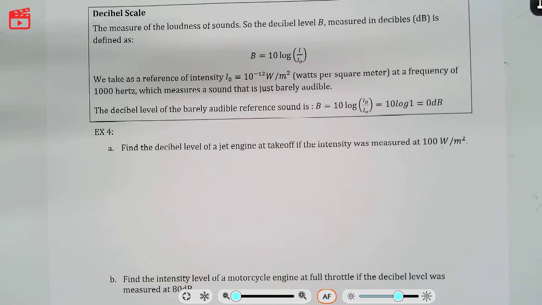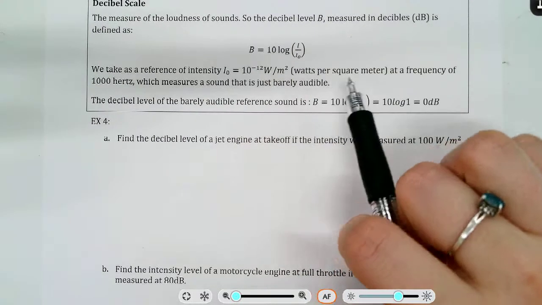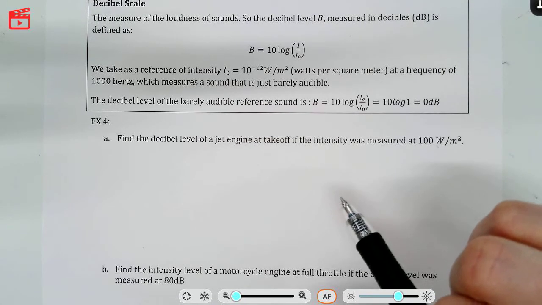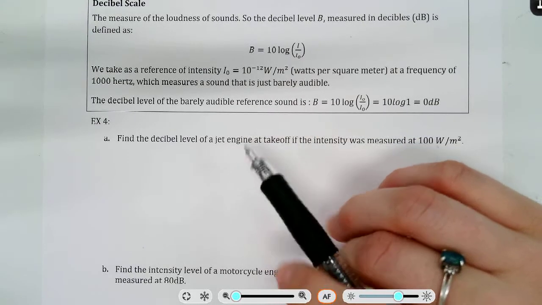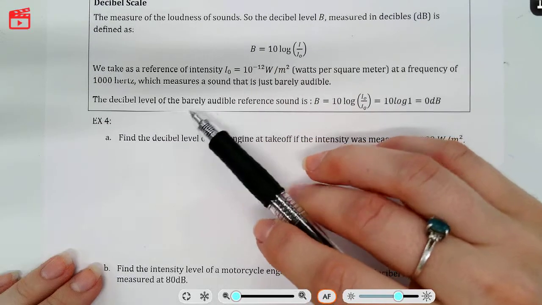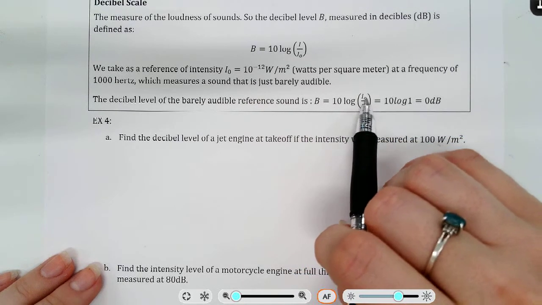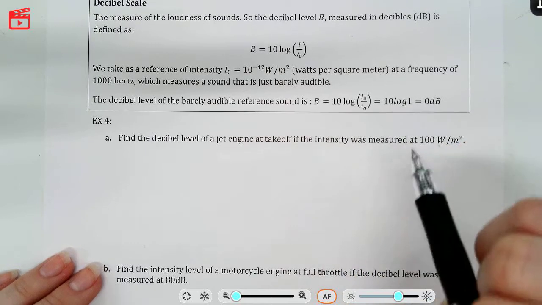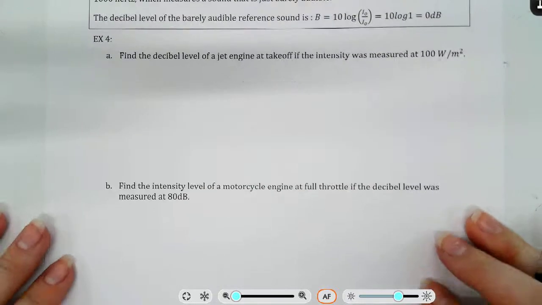Okay, so we take as a reference intensity that I sub 0 is 10 to the negative 12 watts per square meter at a frequency of 1,000 hertz, which means that a sound is just barely audible. And then the decibel level of the barely audible reference sound is B equals 10 log I sub 0 over I sub 0, equals 10 log of 1, which is 0 decibels. All right, lots of wordage.